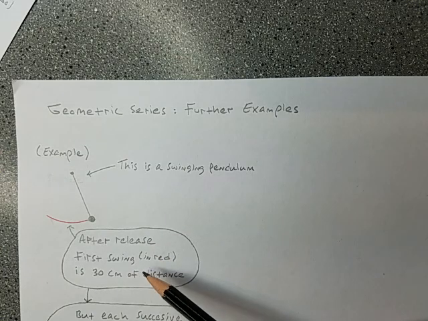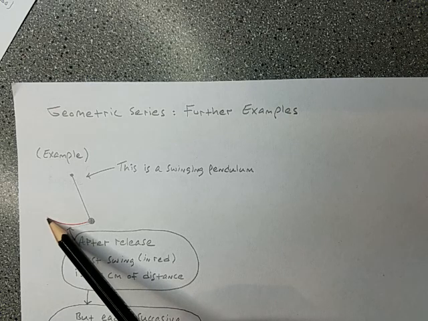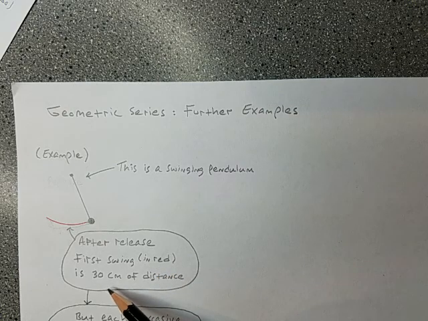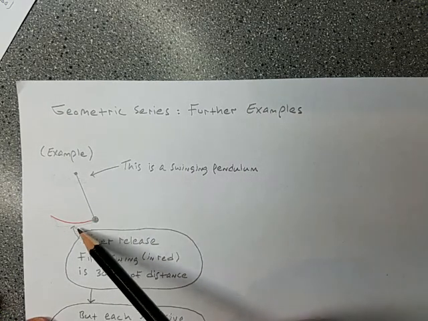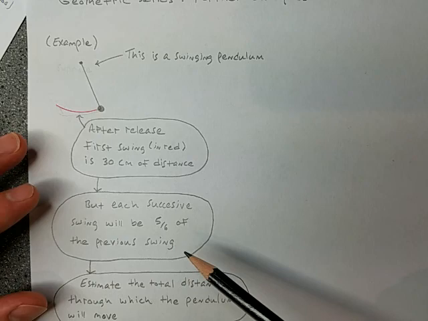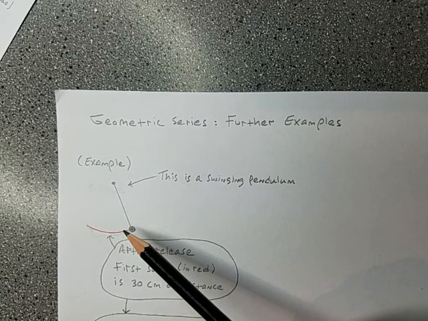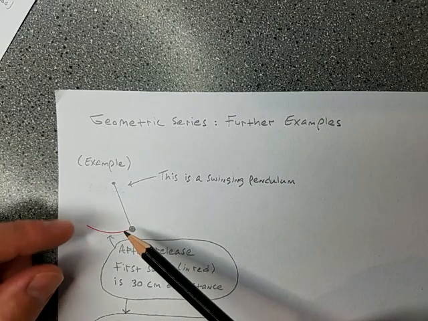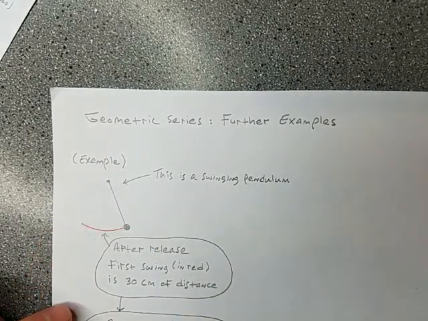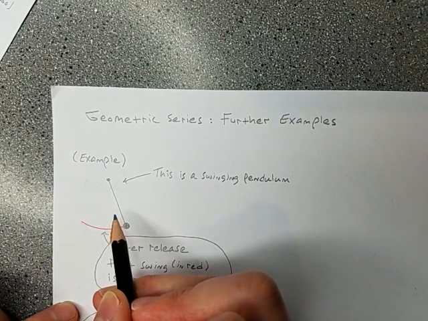But after release, the first swing, which I've indicated here in red, imagine it traveling through this path over to there before it begins to swing back the other direction. So that first swing is, say, 30 centimeters in distance, meaning along that arc there in red, it travels 30 centimeters. But there's some dampening, meaning that each successive swing is a little bit less than the one that just happened, okay? So if this is just at rest and there's nothing keeping it moving, then the swing back the other direction isn't going to be as far as the first swing.